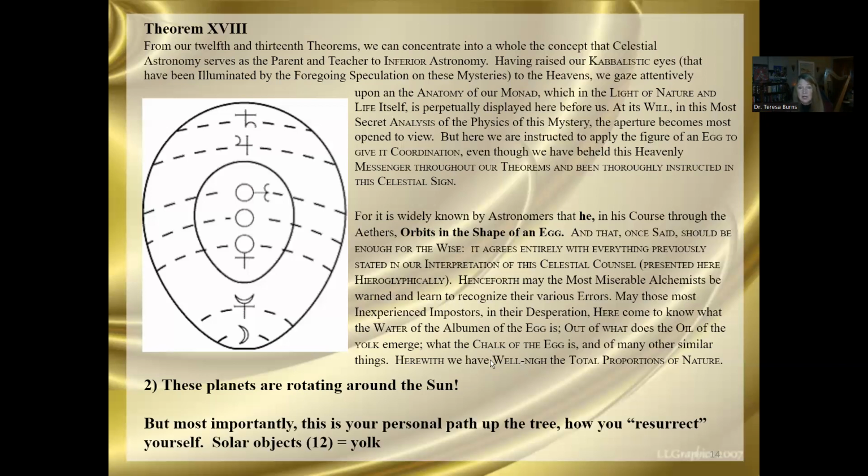Most importantly, what he is describing as a solution to this riddle is your personal path up the tree of life, how you, in effect, resurrect yourself, how you become the Christos. Also notice that the solar objects, as he defined them in Theorem XII, become the yoke. All right.